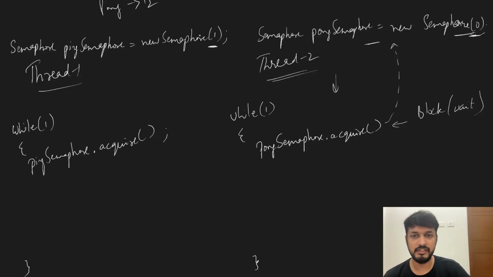Because how many permits we have here? We have one permit here. Ping semaphore dot acquire. Thread 1 will go ahead, take this permit, and now the number of permits after this step changes to 0. But it is allowed to acquire a single permit because this semaphore has 1 permit. So this will be executed correctly.